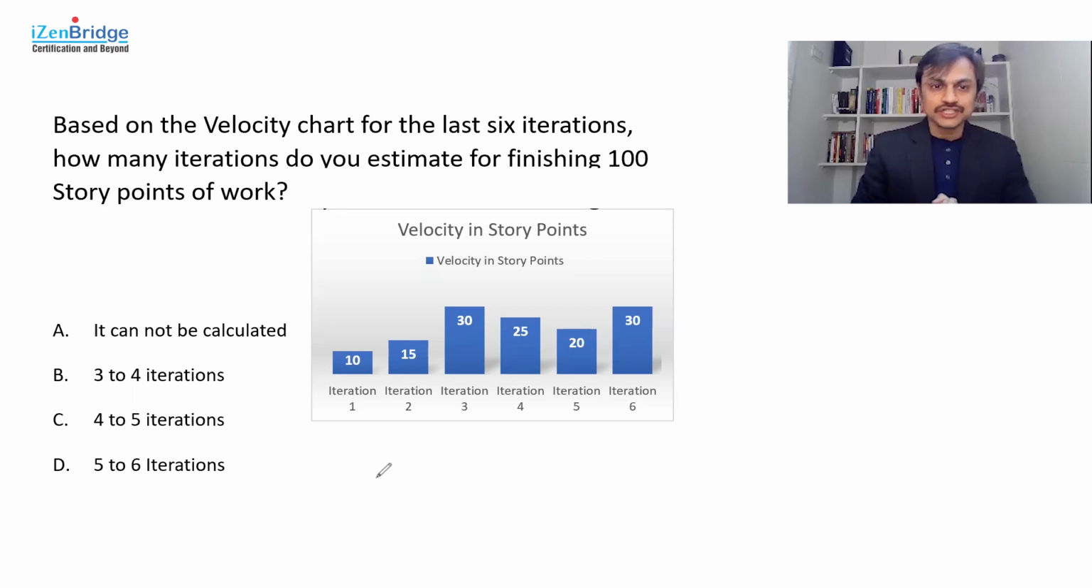Question 31. Based on the velocity chart of the last 6 iterations, how many iterations do you estimate for finishing 100 story points of work? A little bit of calculation and some understanding of Agile is needed. Okay, so I just read the options. It can't be calculated based on what data you see on the board; 3 to 4 iterations, 4 to 5, 5 to 6. Once you calculate, you know the answer. So I'll pause for a while and then we look at what is possible here.